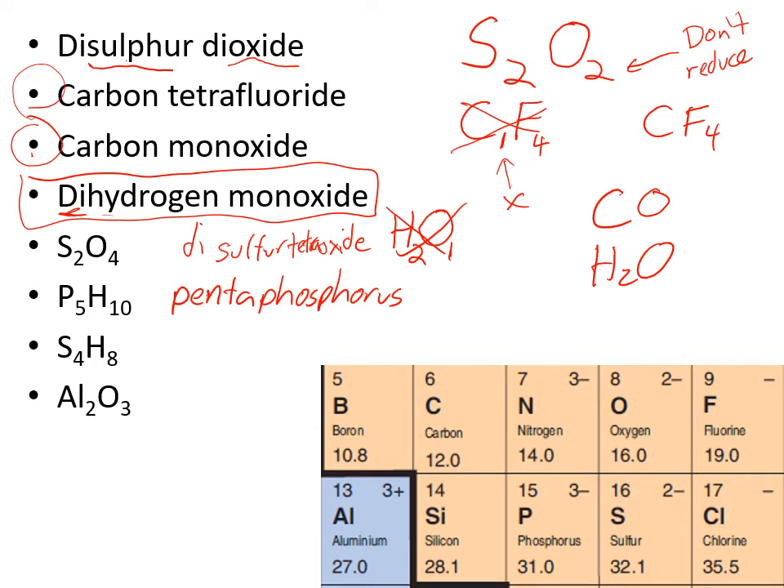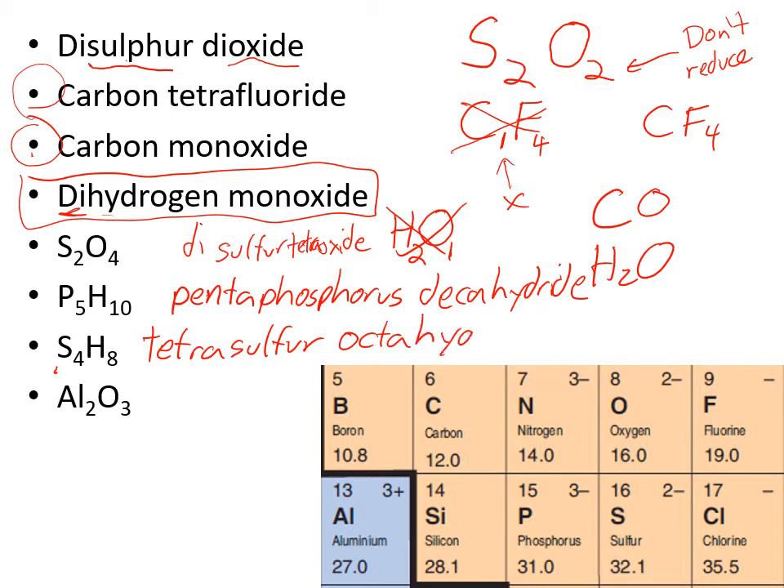And we have 10 hydrides, and so 10 is deca. Hydride. Okay, same thing for this one here. We have 4 sulfurs. The scientific way of saying 4 is tetra. Tetrasulfur. We don't put ide here, remember. We only do ide for the second element. And then 8 is octa. Octahydride.